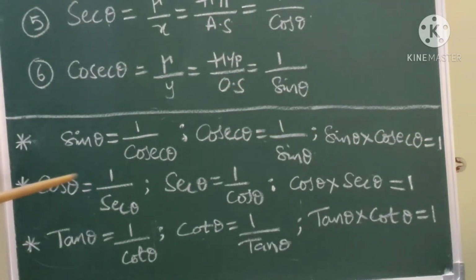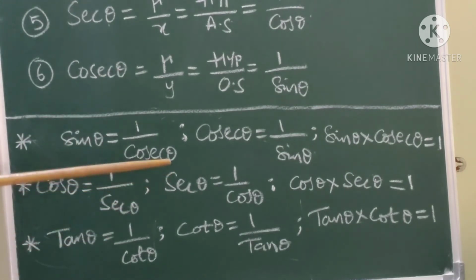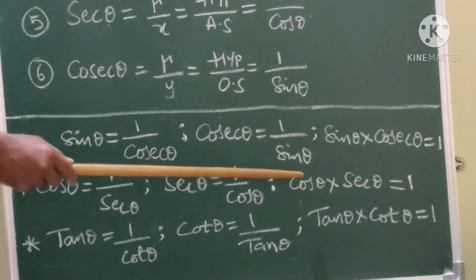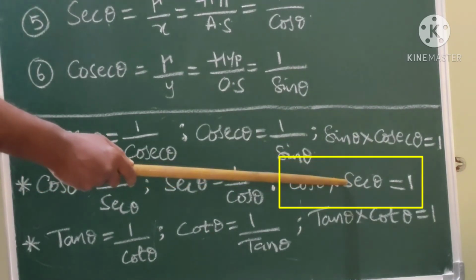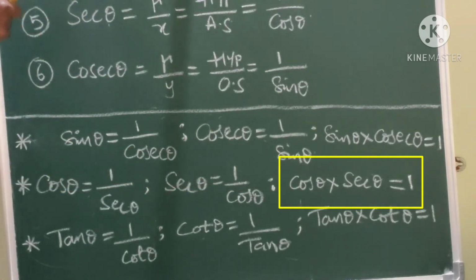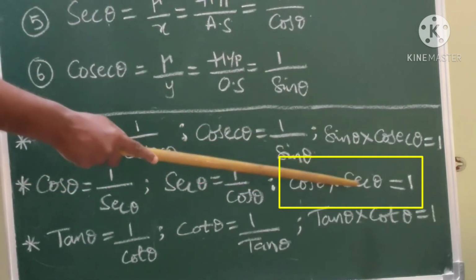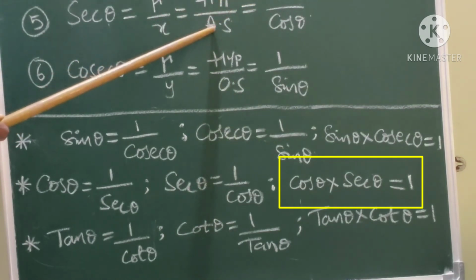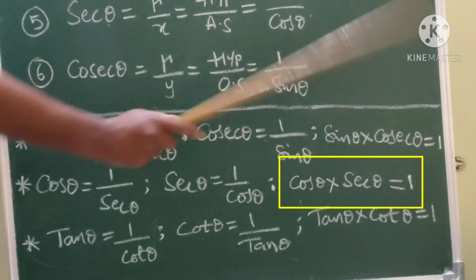And similarly, cos theta and sec theta are reciprocal to each other. That means cos theta is equal to 1 by sec theta, or we can say sec theta is equal to 1 by cos theta. That means cos theta into sec theta is equal to 1. Here cos theta is adjacent side by hypotenuse, sec theta is hypotenuse by adjacent side. Both are cancelled, so we get 1.